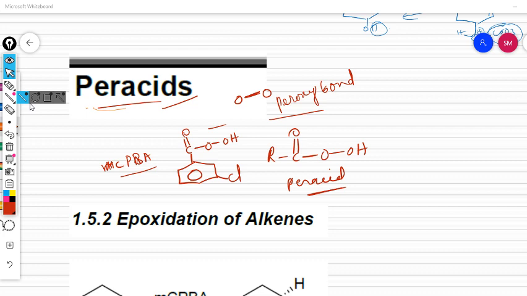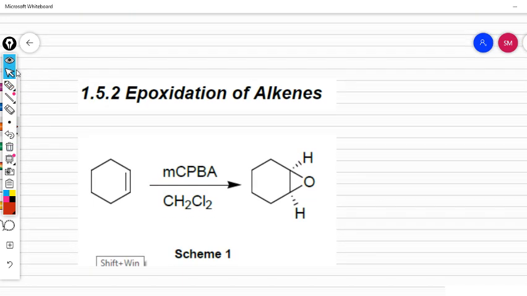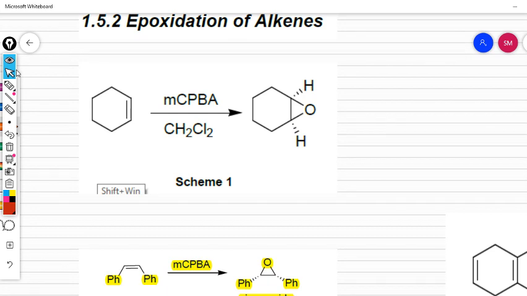So the main application of the peracid is for epoxidation as well as the Baeyer-Villiger oxidation. Epoxidation of alkene: if an olefin is treated with metachloroperbenzoic acid or any peracid, it's going to give an epoxide. This is called epoxidation. Formation of epoxide is called epoxidation. Epoxidation is a cis addition, generally same side addition.